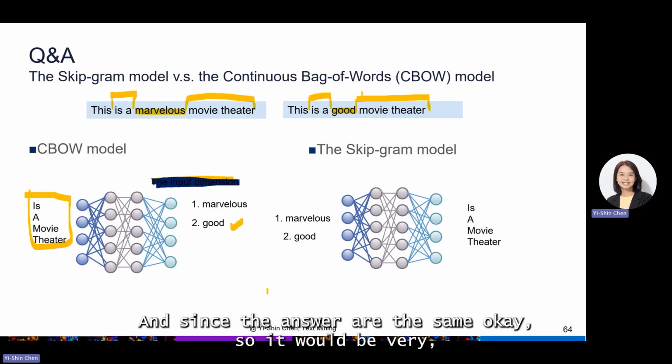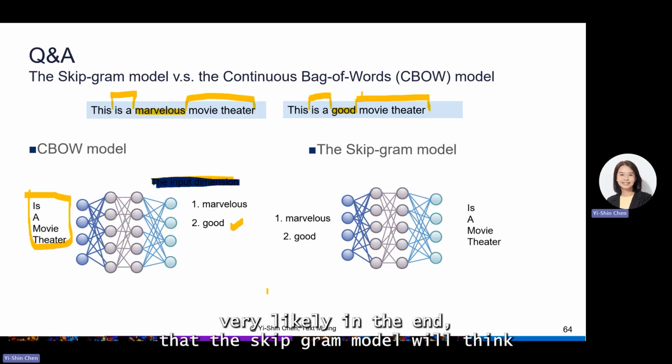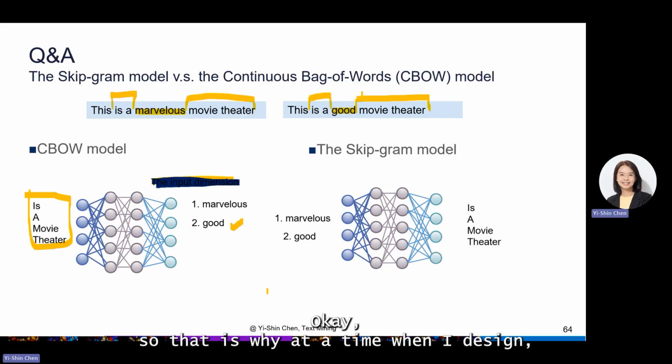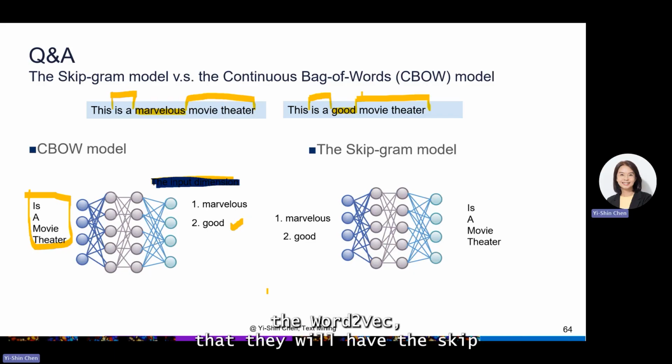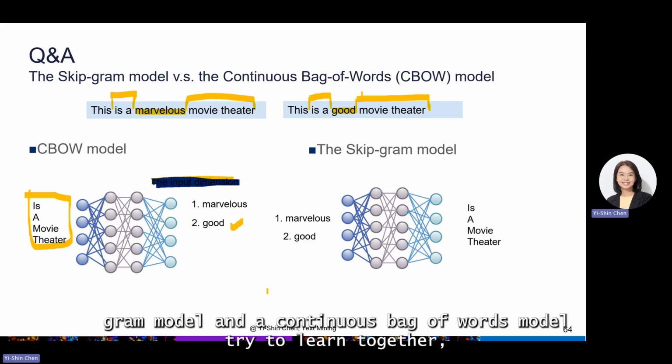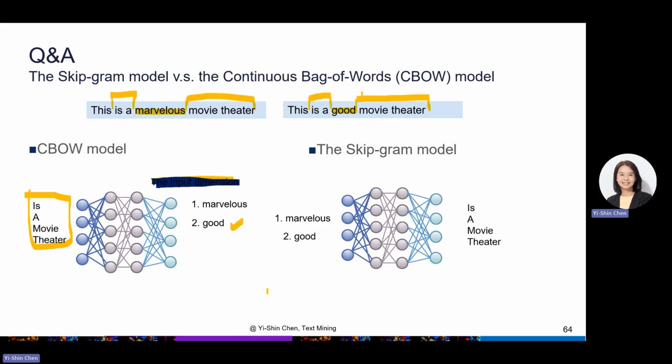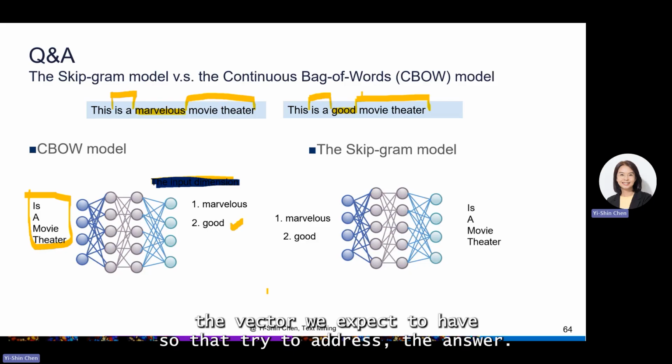And since their answers are the same, it will be very likely in the end that the skip gram model will think maybe marvelous and good have a similar meaning. That is why, when they designed word2vec, they had the skip gram model and the continuous bag-of-words model learn together, and afterward they aggregate the answers to get the vector we expect to have. So that tries to address the answer.